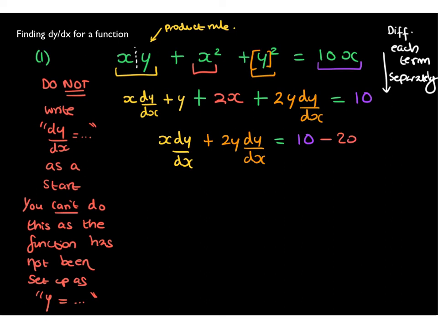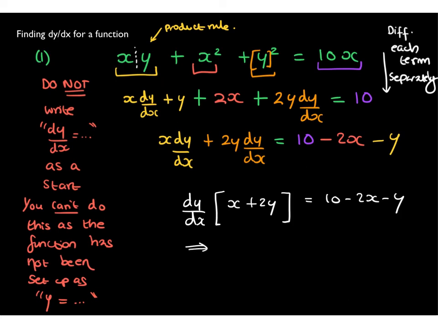So that's 10. Subtract 2x, subtract y, and then I'm going to factorise dy by dx here. So I have x plus 2y, and on the right hand side 10 minus 2x minus y, and then this gives me dy by dx, which is 10 minus 2x minus y, and then the whole thing is over x plus 2y.